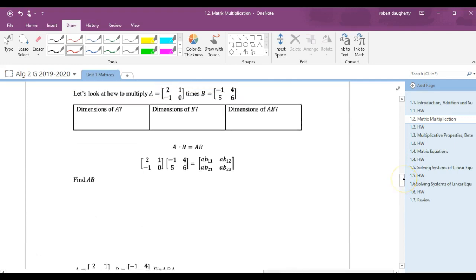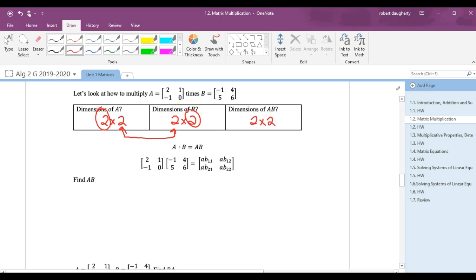Let's do some multiplication then. So let's multiply matrix A times matrix B here. What are the dimensions of A? 2 by 2. Dimensions of B? 2 by 2. Dimensions of AB? 2 by 2. Okay, so because these inside numbers match, my operation is defined. My answer will be a 2 by 2 matrix.